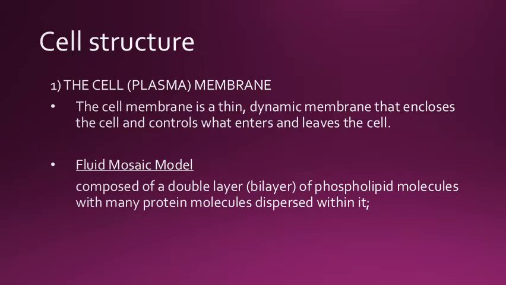So a cell structure for eukaryotes is that they have first a cell membrane. The cell membrane is thin, it's dynamic, and it encloses the cell. The main model for it, since we can't clearly see it since it's so thin, is the fluid mosaic model. This is composed of a double layer of phospholipids and many protein molecules dispersed within it.